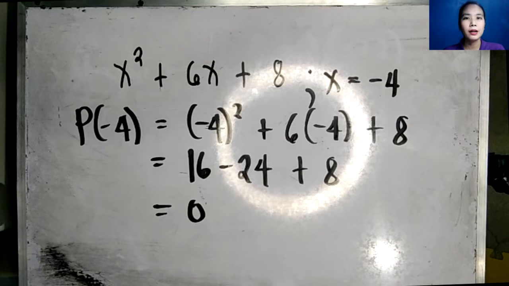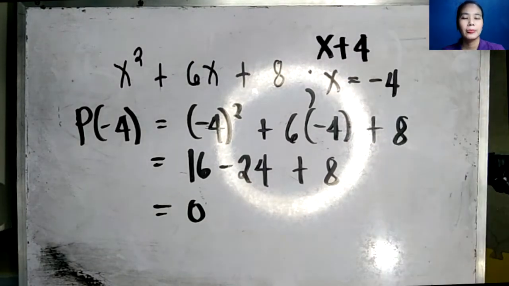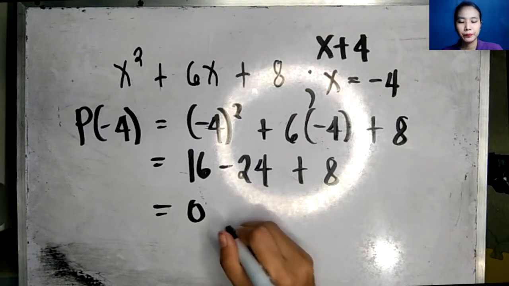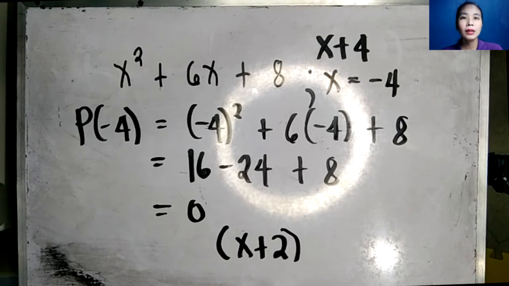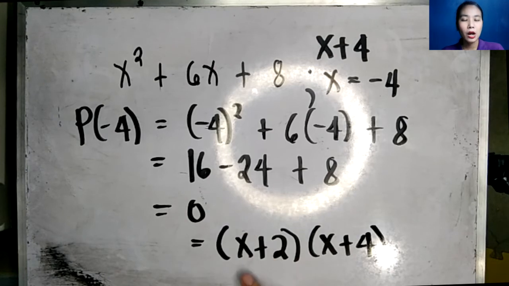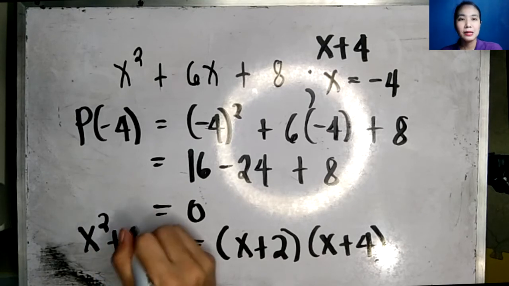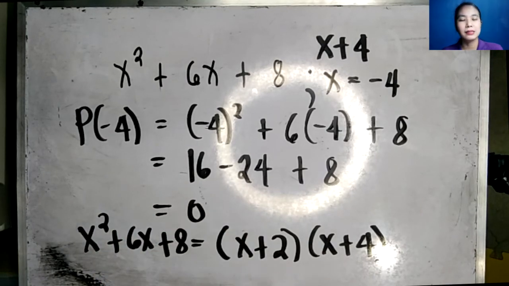Since ang ating remainder ay 0, we can say that yung ating value ng x na negative 4, in factor ay magiging x plus 4, ay factor of x squared plus 6x plus 8. So therefore, gamit ang isa pang method, we can say that the factors of x squared plus 6x plus 8 are x plus 2 and x plus 4. So our x plus 2 times x plus 4 is equal to x squared plus 6x plus 8.